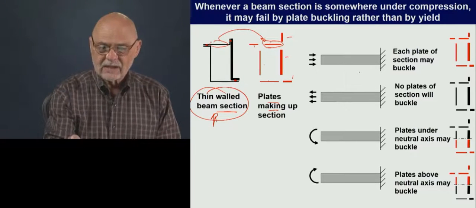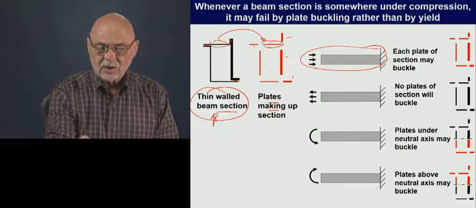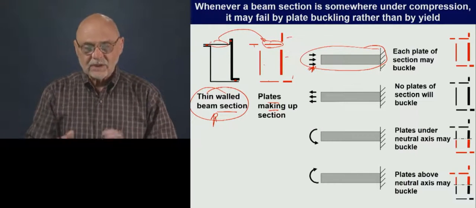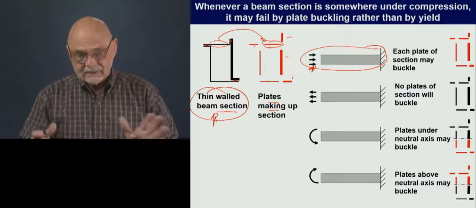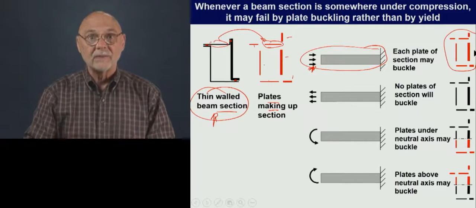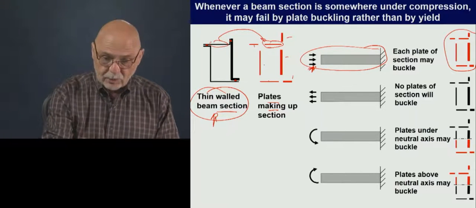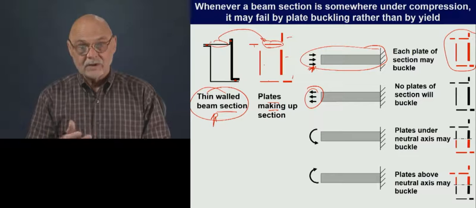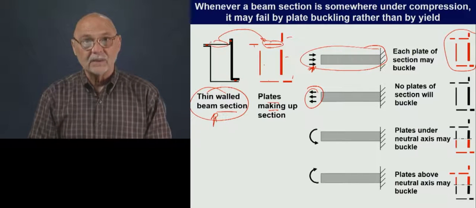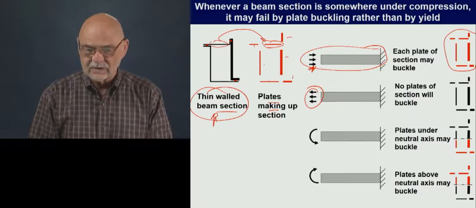Okay, so if we have a state of loading in this little beam here that's in pure compression, so the compression forces are compressing every one of these little plates, any one of them can fail in this plate buckling phenomenon. If we're pulling on that beam made up of all these plates, none of them will fail by plate buckling. Right? Buckling is a compressive failure.